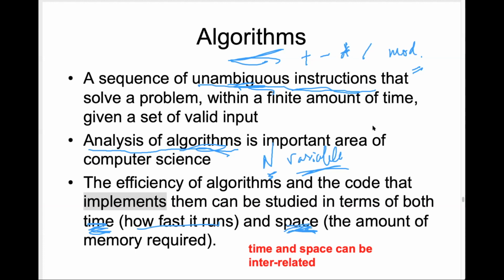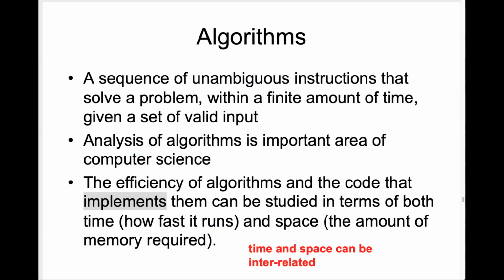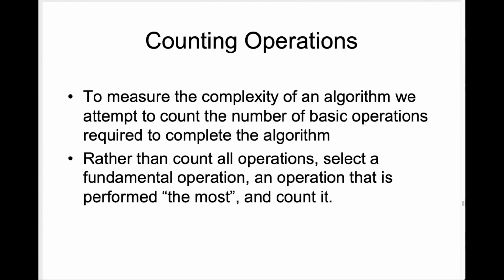This is very important. So let's take a look at another example here and see how we can count the number of operations. In order to measure the complexity of an algorithm, we attempt to count the number of basic operations. Now, this is very important. So what do we mean by basic operations? These basic operations are constant time operations. I just introduced another term called constant time operations.